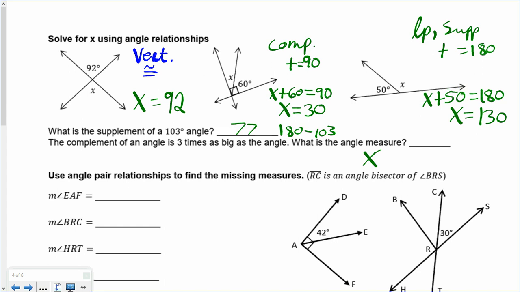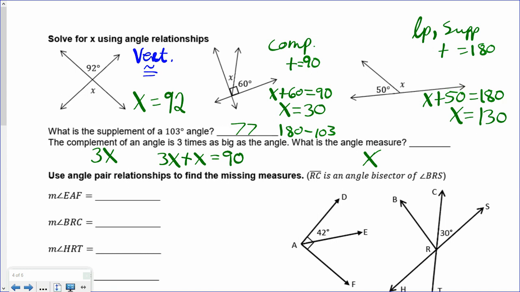The complement of an angle is 3 times as big. So how would I represent that? 3x. So the complement is 3x, the angle itself is x. So then how would I write an equation? 3x is the complement plus x, which is the other angle, equals 90. Does everybody understand why it's not 3x equals 90? It's 3x plus x. You need the complement and the other angle together because it's always an angle pair. You need both angles working together. So the complement and the original added together gives you 90.